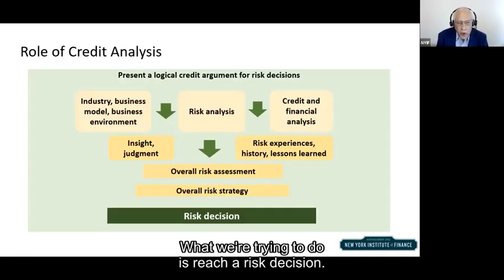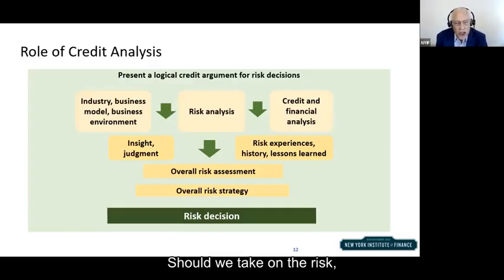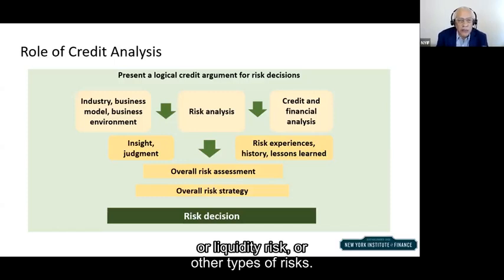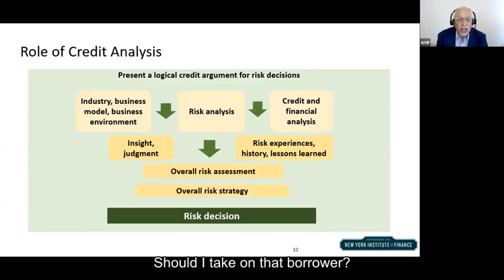And so what we're trying to do is reach a risk decision. Should we take on the risk? Should we take on the exposure or not? So this is credit risk as opposed to, say, a market risk or liquidity risk or other types of risk. This is, should I take on that obligor? Should I take on that borrower?